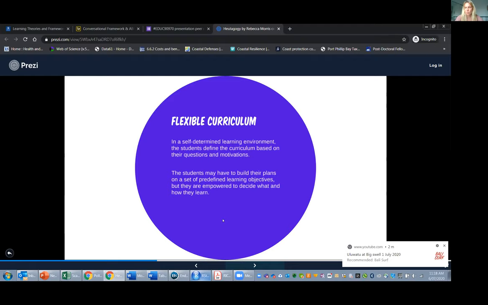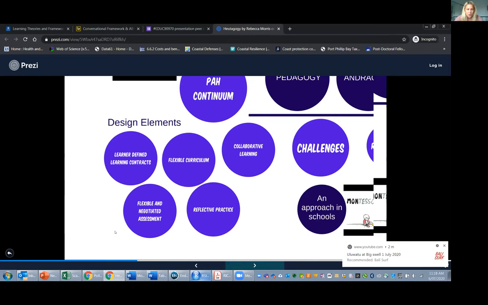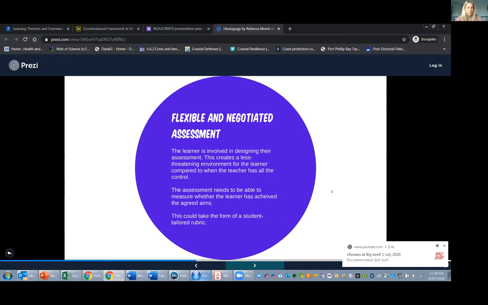It may be that as a teacher, you can set predefined learning objectives, but then the students can build their plans based on these objectives and decide what they want to learn. And so it's empowering the student. As well as having this contract at the start with a flexible curriculum, there's also an element of flexible and negotiated assessment.